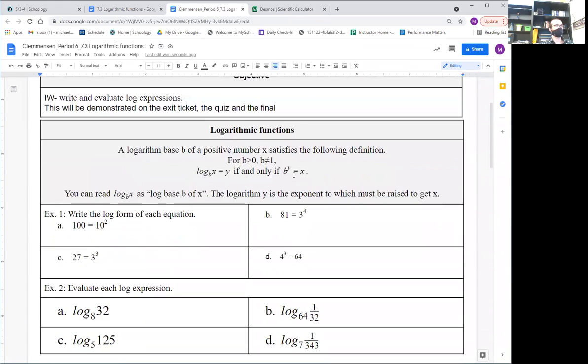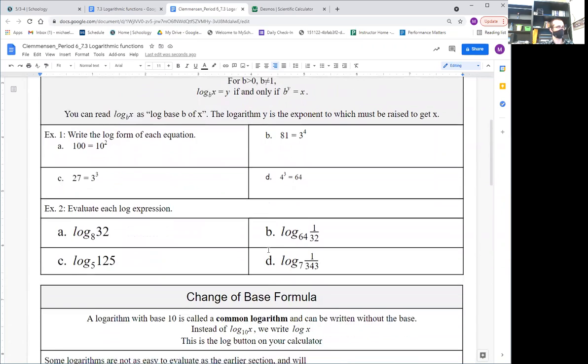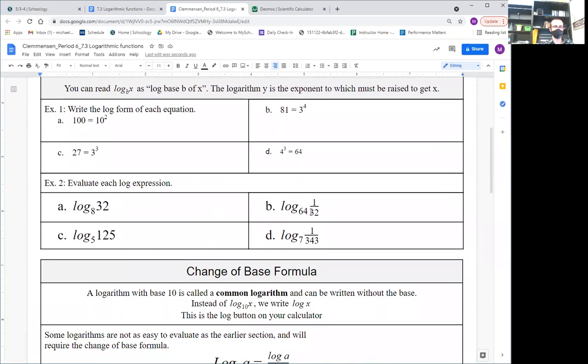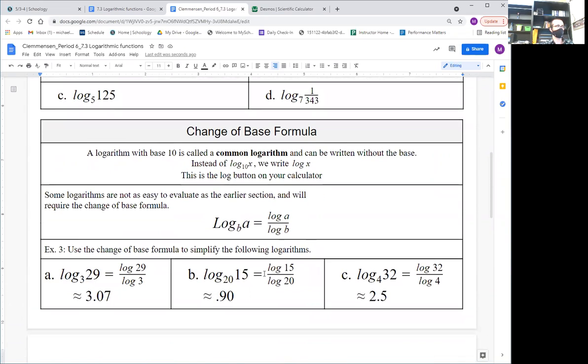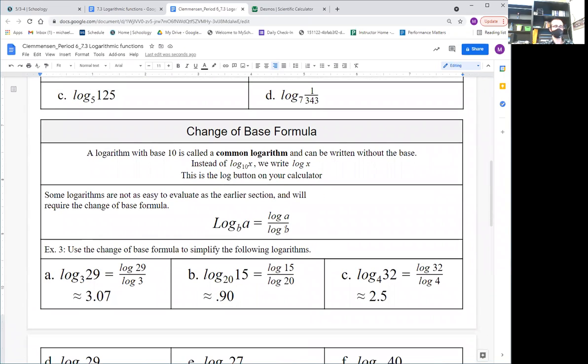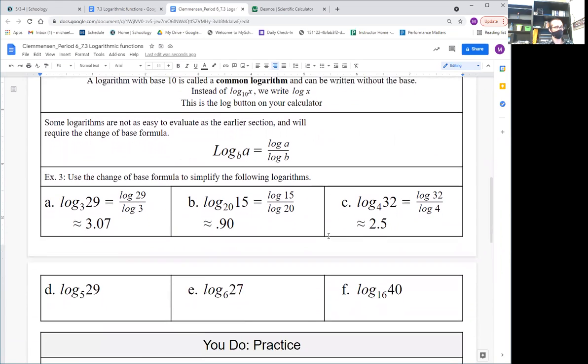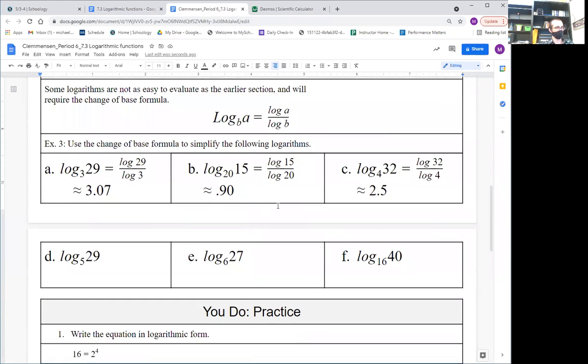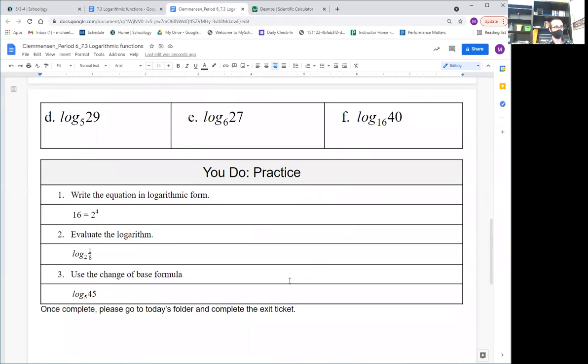A little bit of an overview of what we're going to be doing today. We're going to be going over how to change the logarithms from exponent form to logarithmic form. Then we're going to evaluate some logs without our calculator. And then we're going to use our calculator to evaluate some more tough logs using our change of base formula. That's kind of what we're planning for today. And then that's it. You'll do your you-do practice, you'll do your exit ticket, and then you'll do your homework at the end. All right. Should be pretty easy today.